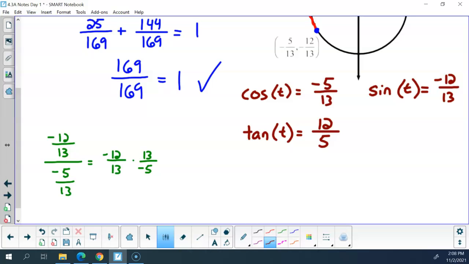But it asked us to find all 6 of them, right? Okay. So the ones that we have to figure out yet are cotangent, secant, and cosecant. Which one's which? Or give me one.